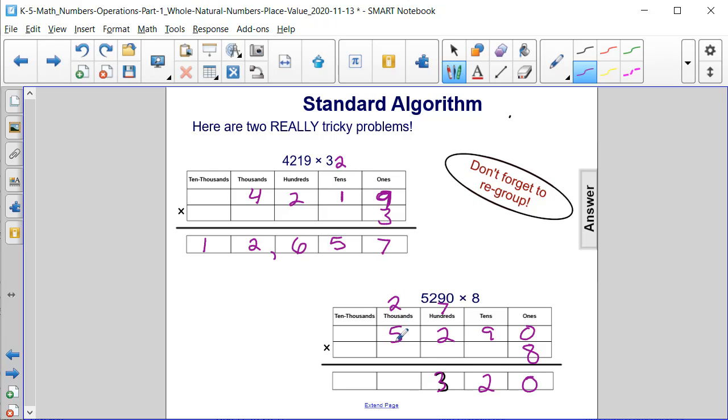And now we're going to multiply 5,000 times 8, which is 40,000, and then we have 2 extra thousands. So we have 42,000 as the beginning numbers of our answer. And the final answer is 42,320.